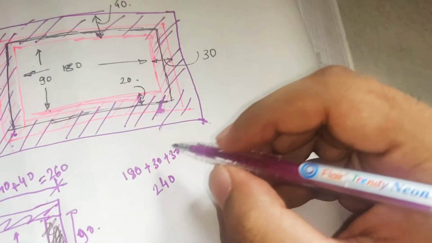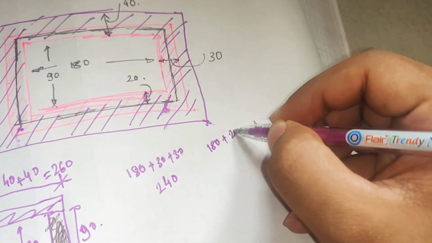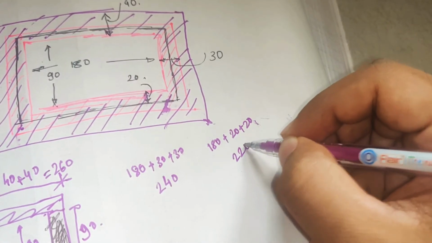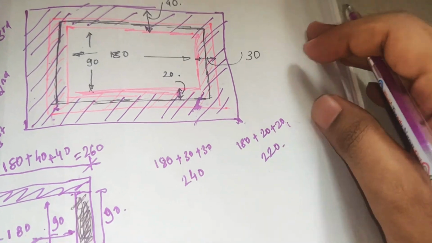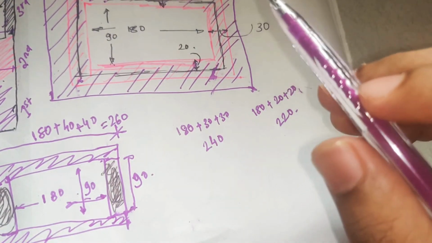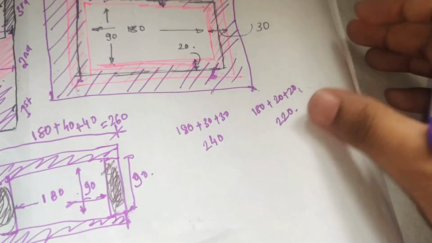Then for 20 centimeter it will be 180 plus 20 plus 20. So this will be 220. And what will be the short wall for all the cases? It will be 90 centimeters, right? Because we are considering the horizontal lengths.